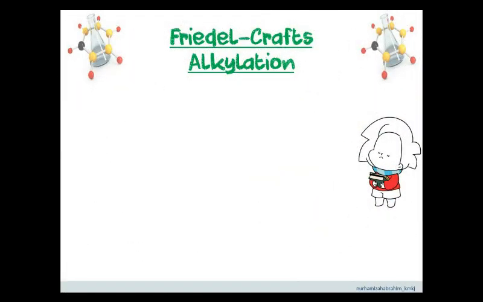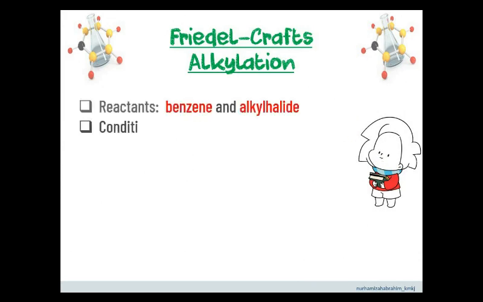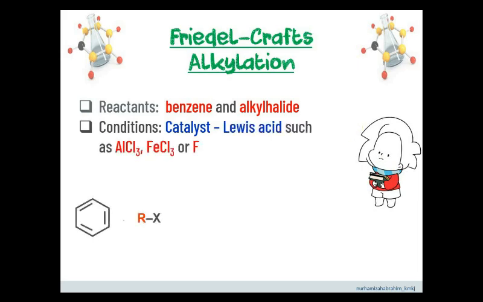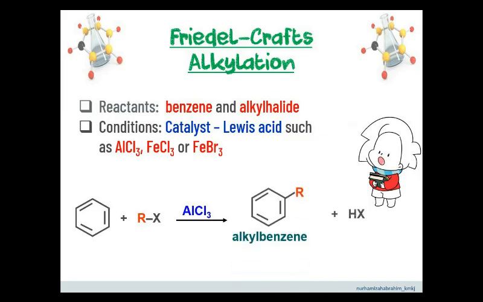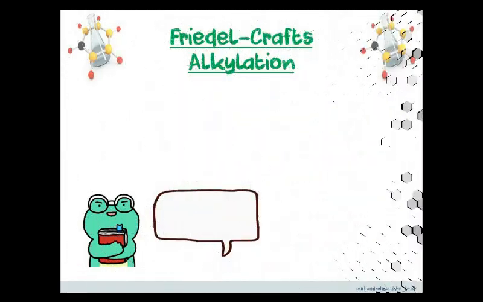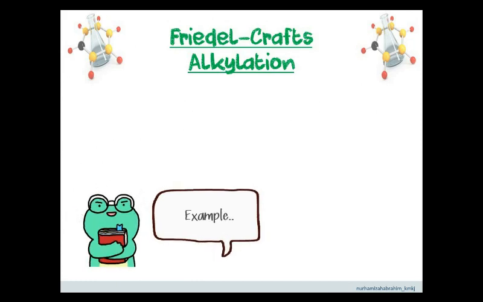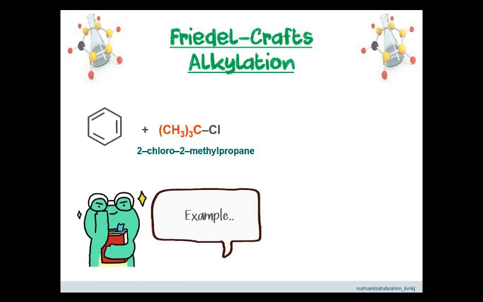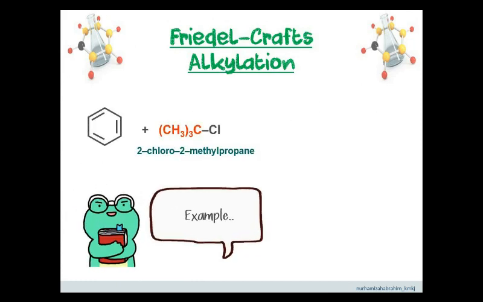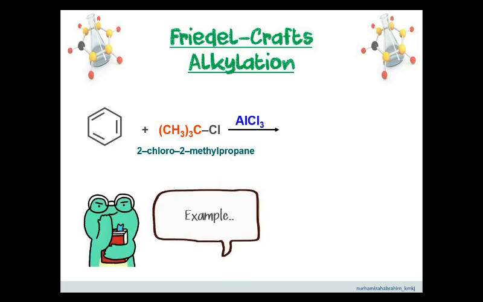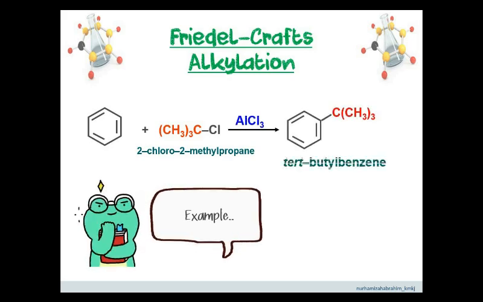The next reaction is Friedel-Crafts alkylation. The reactant must contain an alkyl halide, in the presence of a Lewis acid as catalyst. This reaction is useful when adding an alkyl group into the benzene ring, to produce an alkyl benzene. For example, benzene reacts with 2-chloro-2-methylpropane, in the presence of AlCl3, to produce tert-butyl benzene, with hydrochloric acid as byproduct.